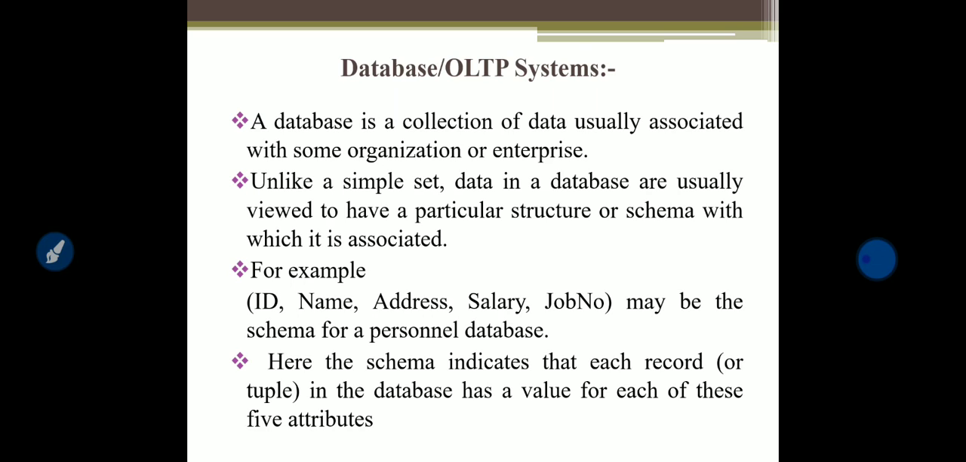This schema indicates that each record or tuple in the database has a value for each of these five attributes which are given above. Like ID is definitely having some value, name is having some value, address is having some value, and so on and so forth.